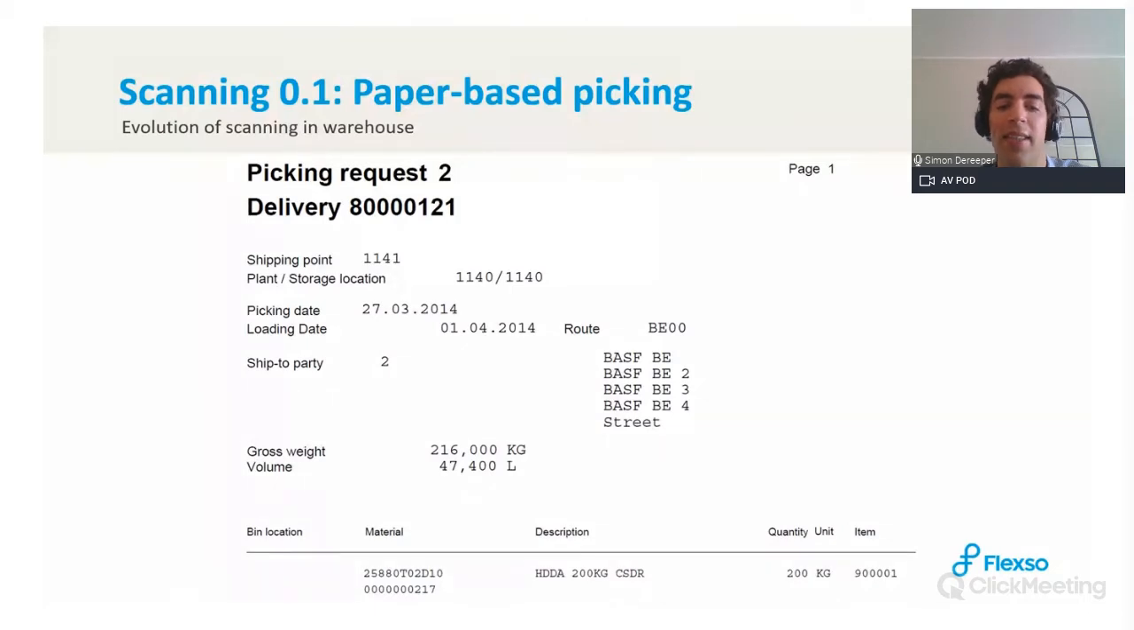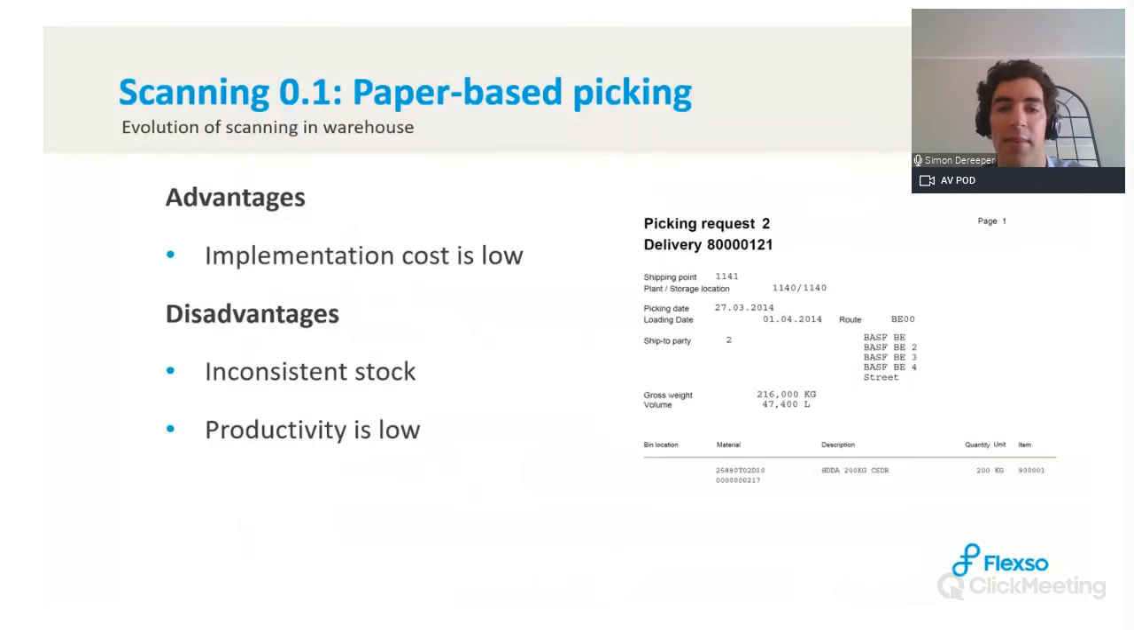On that paper, he sees the material that he has to pick. When he picks the material from a certain bin location, he indicates this bin location on the paper, and afterwards he or a colleague processes this paper in the ERP system. Of course, sometimes a colleague forgets to process this paper, which results in inconsistent stock afterwards in the ERP system, because no instant processing is made in the system.